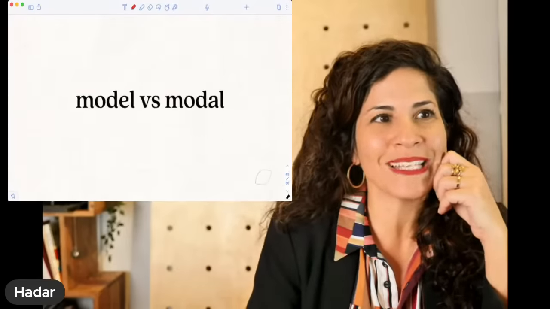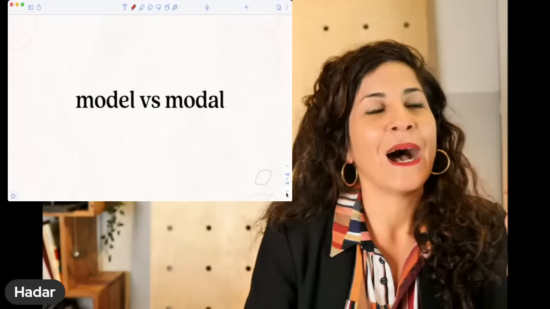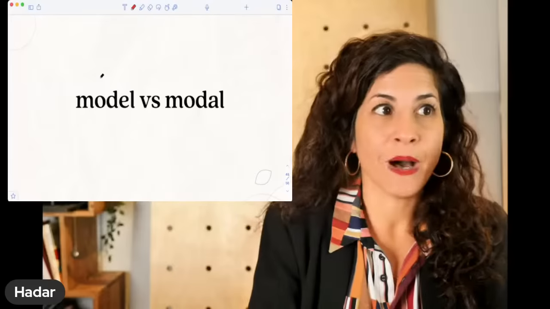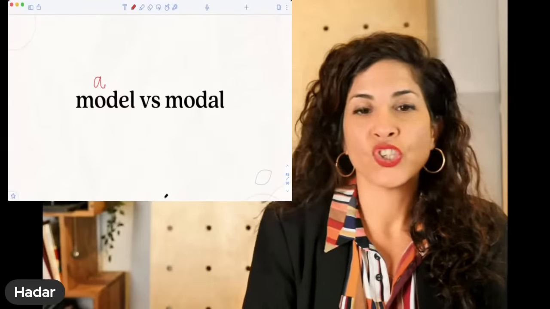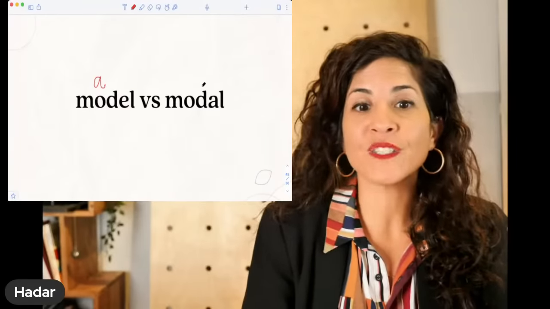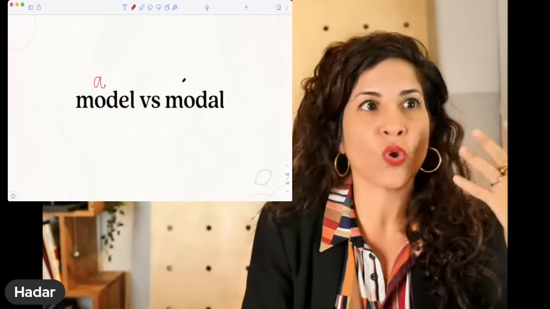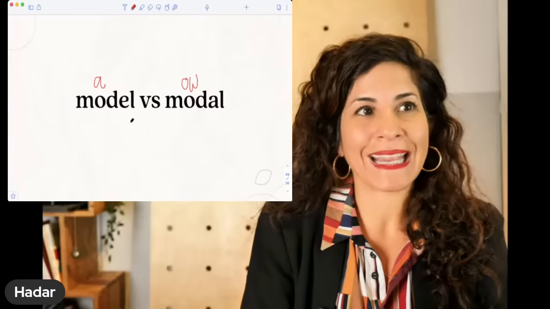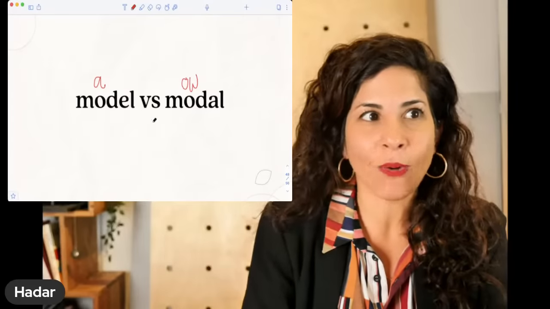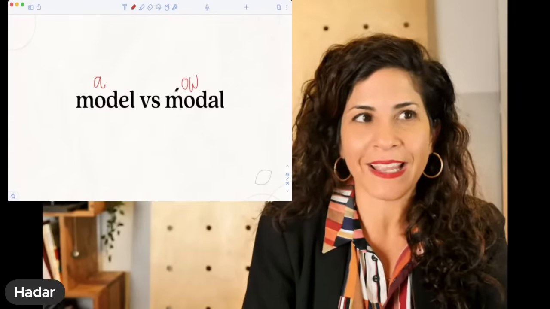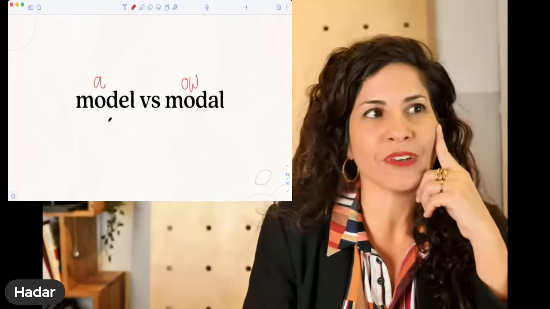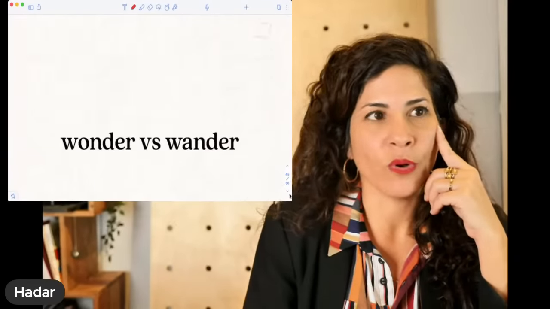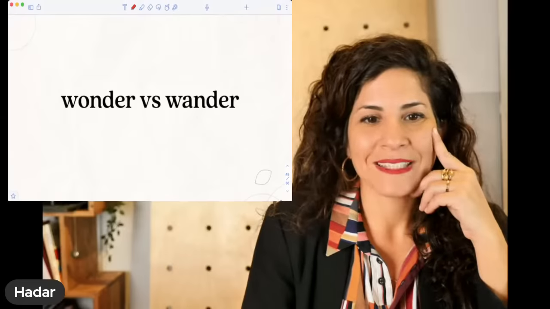Now let's practice tricky ones, okay? Some tricky sounds that could be confusing. Model, he's a model, or she's my model, versus modal. Especially if you learn English, you learn about modal verbs. Right? It looks the same. The only difference is E versus A, but these are two different words pronounced differently. Model. Modal.